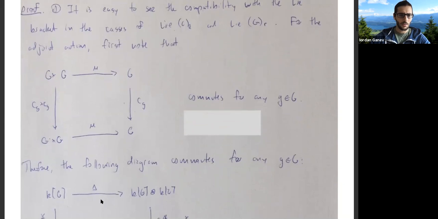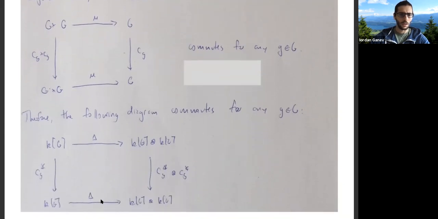And because this commutes, we have a corresponding commutative diagram on the level of algebras. So if we just pull back along each of these maps, when we pull back along the multiplication map, we get the coproduct map. If we pull back along this conjugation map, we get some algebra homomorphism that's just denoted CG star, and we have this commutative diagram. So this is on the level of algebras. So in other words, this pullback is a co-algebra homomorphism.